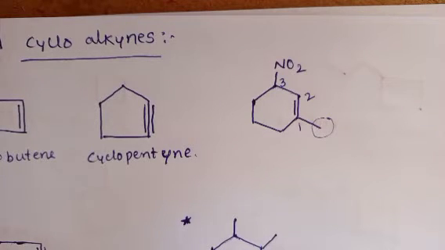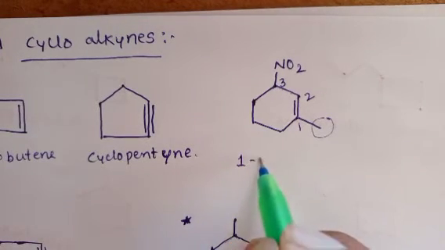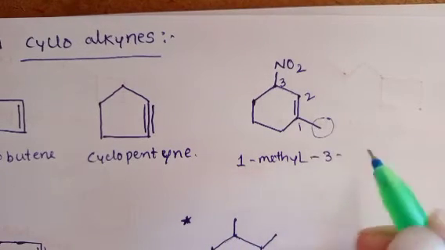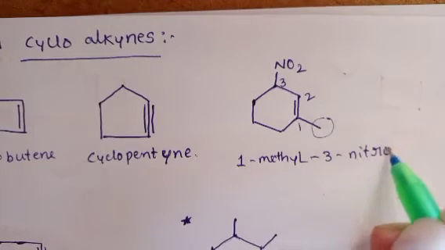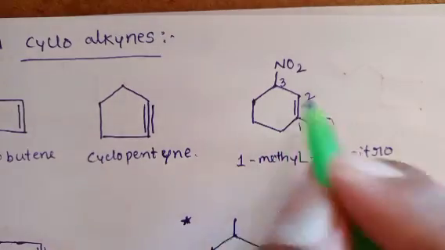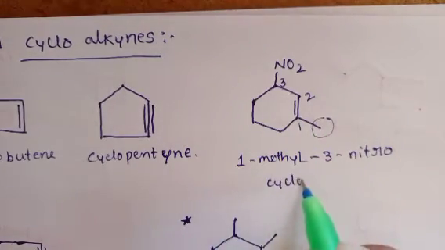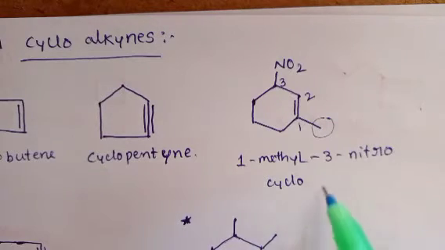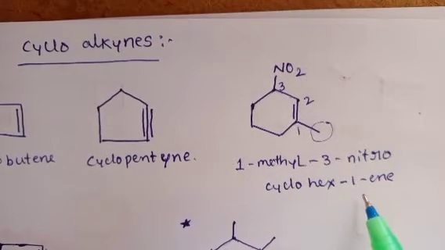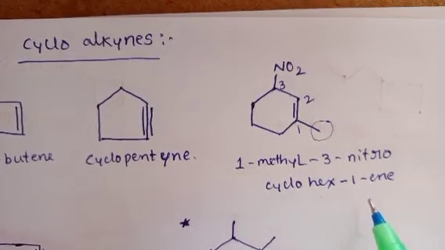First write the substitution: 1 methyl, 3 nitro. Okay? 1 methyl, 3 nitro. Substitution part is completed. Next, a cyclic ring is there, so cyclo. How many carbons in this ring? 6. So hex, and the double bond is present at the first position, so 1-ene. I think there is no need to write hex-1-ene, because the first position needs no mention, so we can directly write hexene also. Correct answer. Next one.